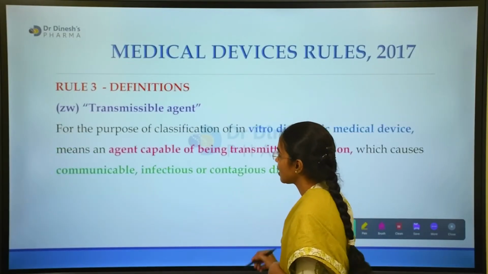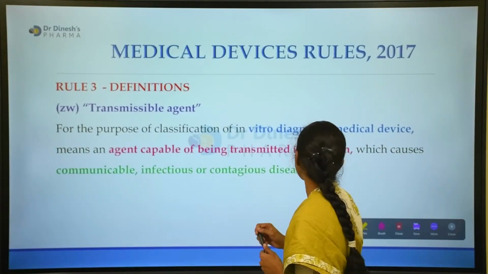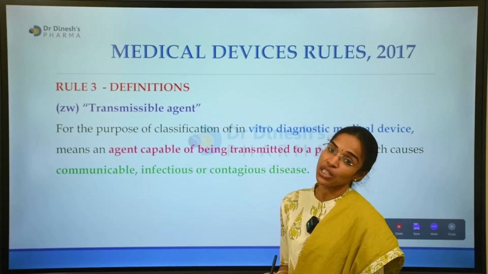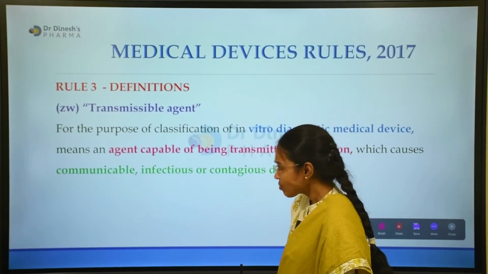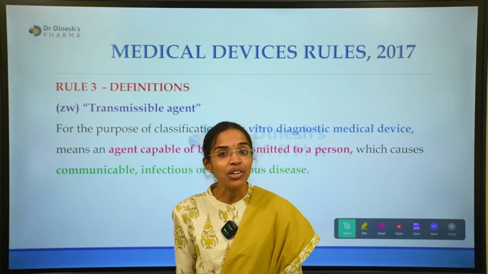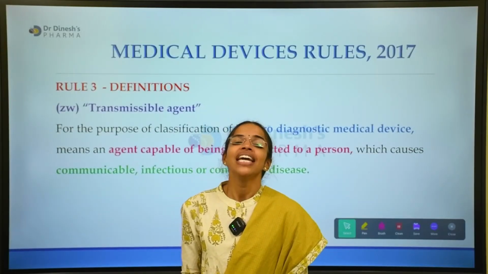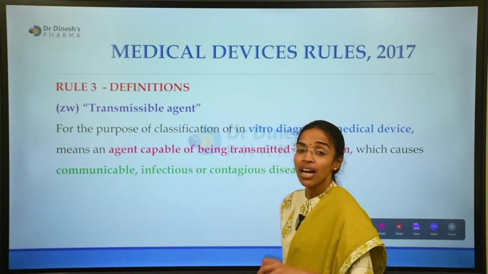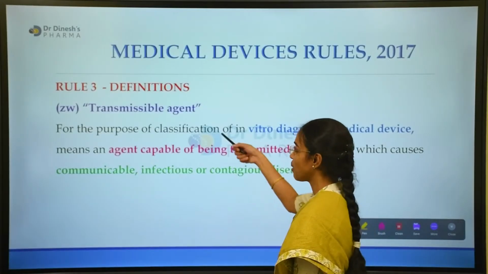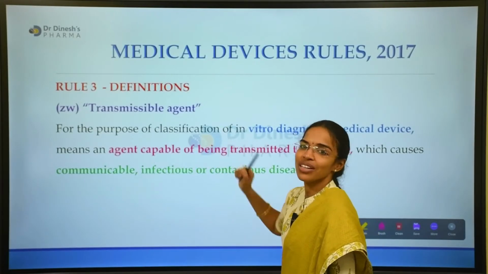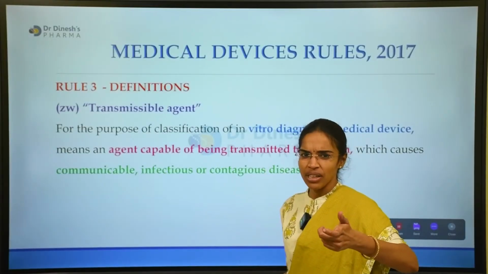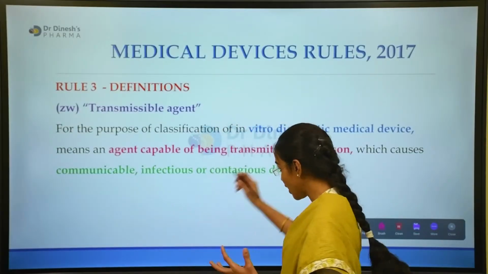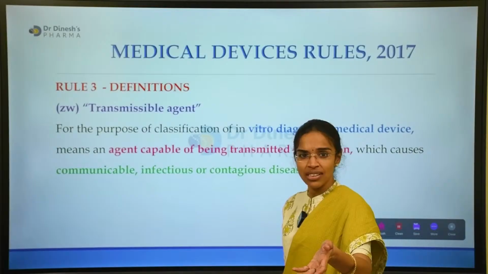And then the central licensing authorities and the transmissible agent, the agent which is capable of being transmitted to a person, which is used for the classification of an in vitro diagnostic medical device. Sometimes in in vitro diagnostic medical devices, we are dealing with transmissible agents. This comes under the classification of diagnostic medical agents, because they may sometimes transmit infections or communicable diseases to a person.